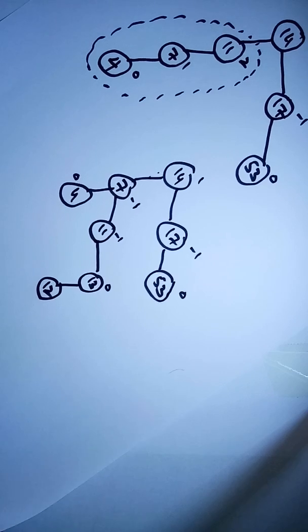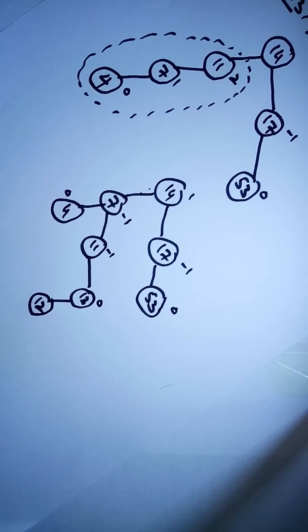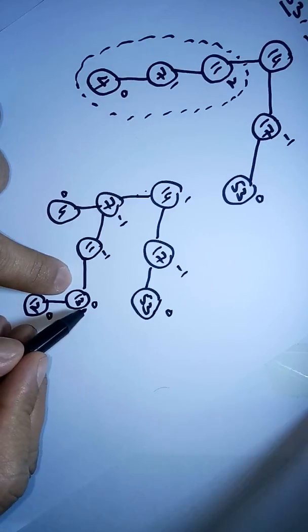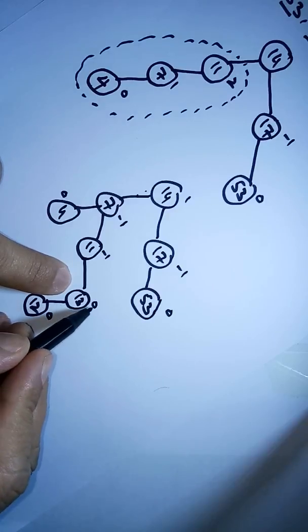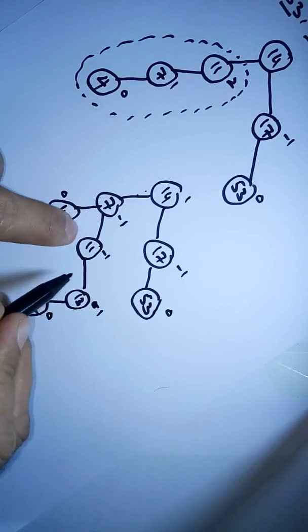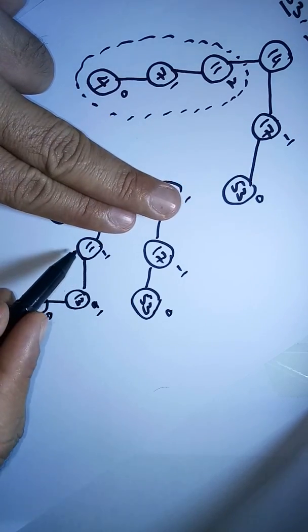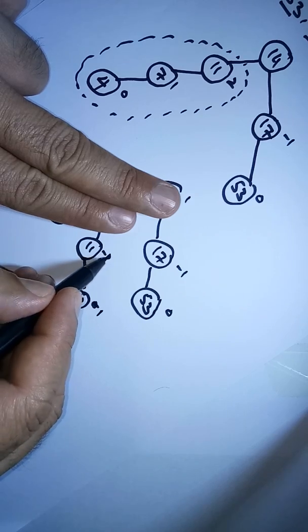So now let's check the balance factors again. The balance factor of 12 is 0. The balance factor of 13 is not 0 now. It is 1 minus 0, that is 1. Fine. The balance factor of 11 is now 0 minus 2, that is negative 2.